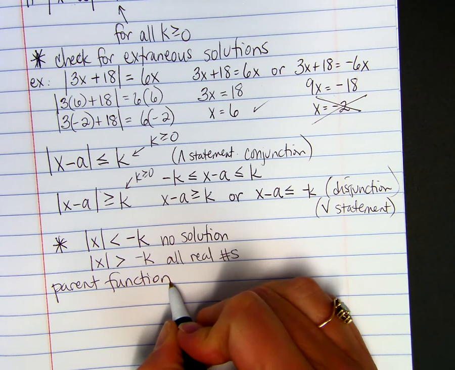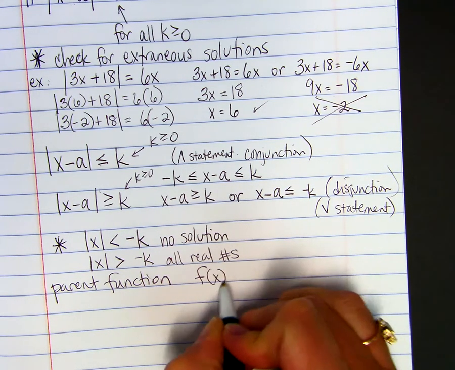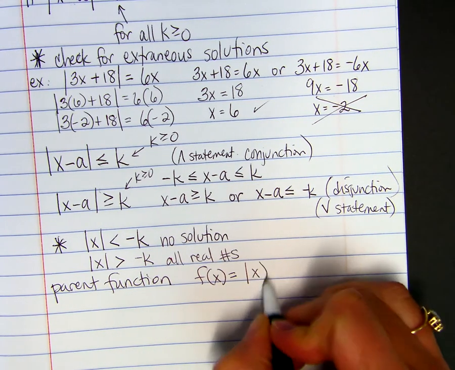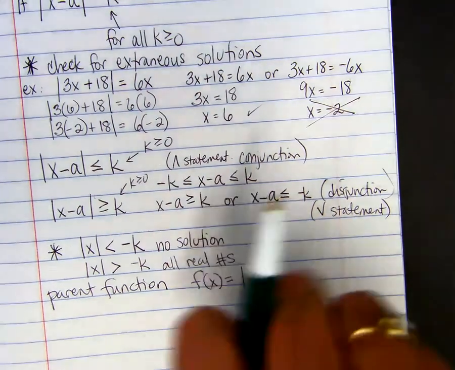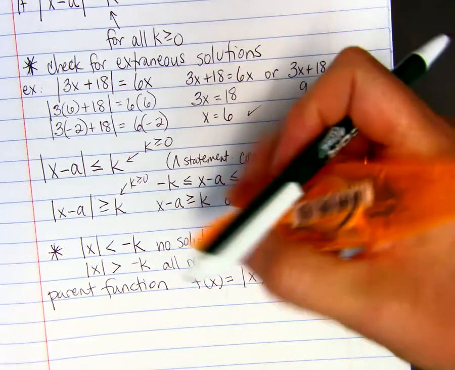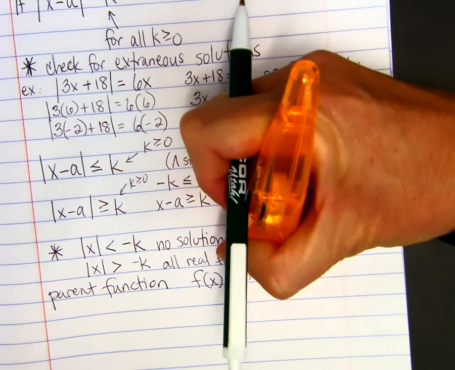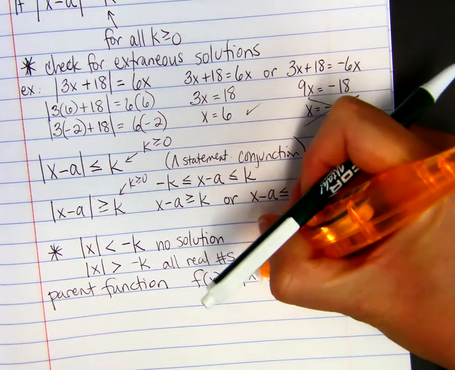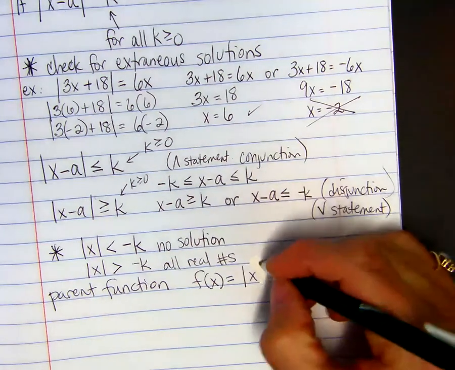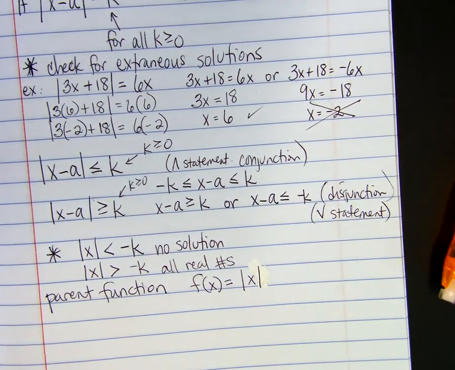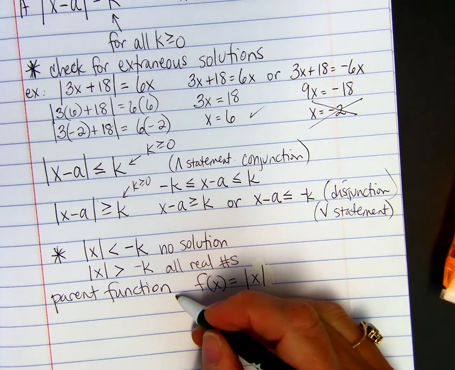So a parent function is f of x equals the absolute value of x. This is Tan's function. Huh? It's your function, parent function. No, the tangent of x is tan's function. I just got 2 functions.